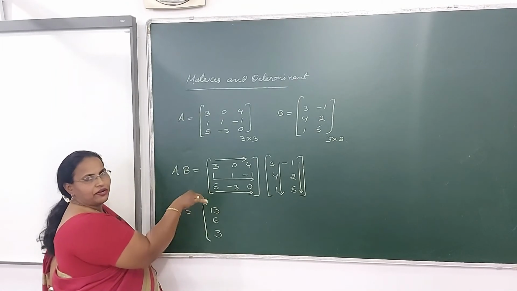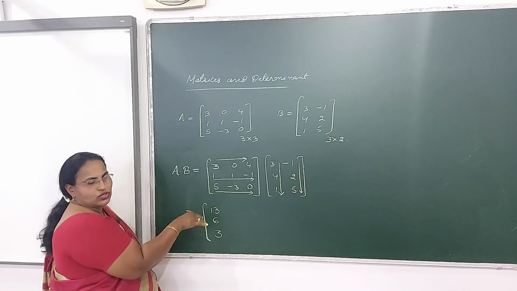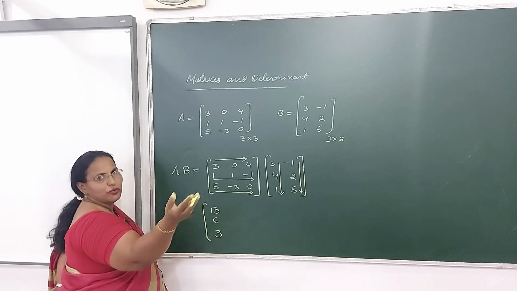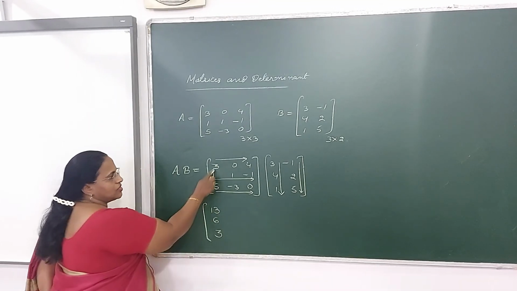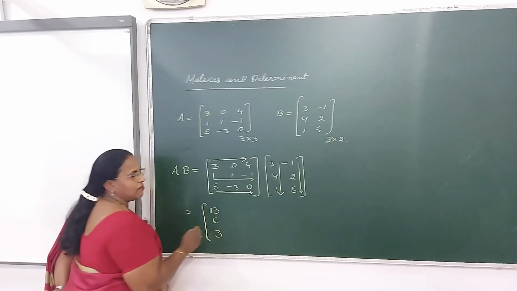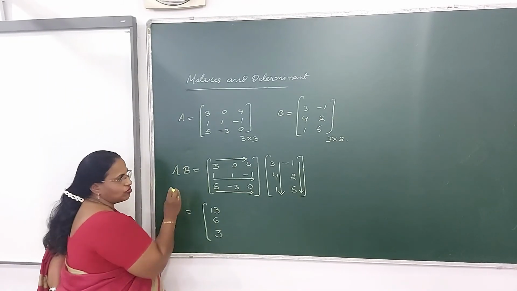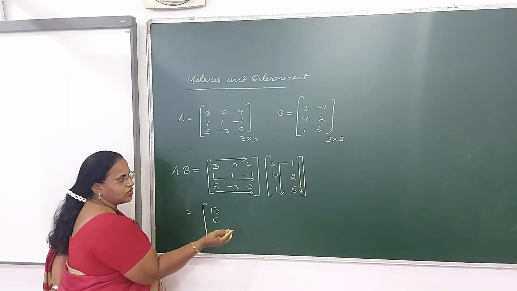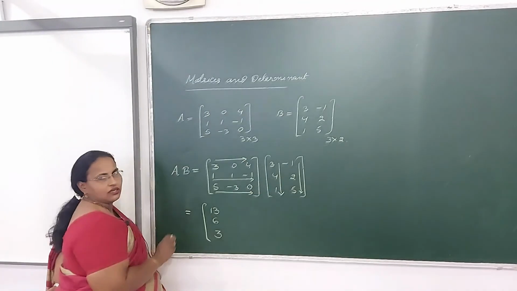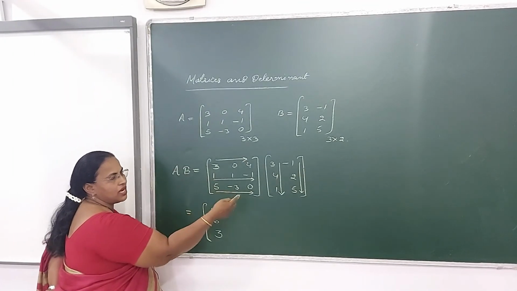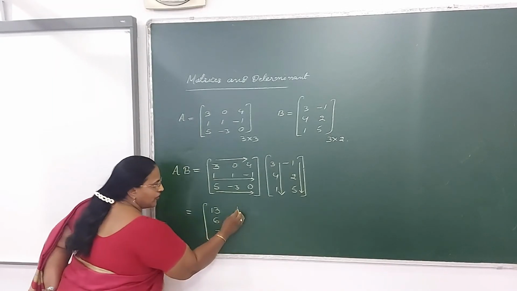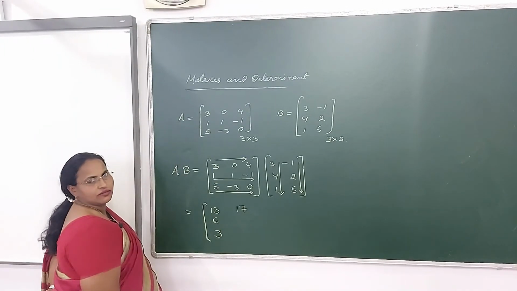It's not mandatory to write down, to make the arrow. But if you are making the arrow, you will understand it better. 3 into minus 1 is minus 3, plus 0, plus 20. So minus 3 plus 0 plus 20 will give the result as 17.